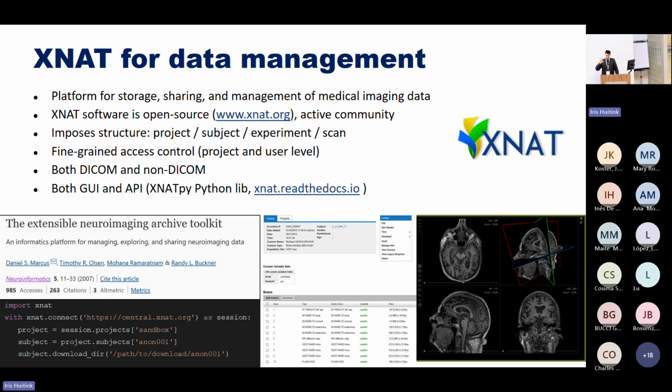Also, we can control the access for each project, with read-write access for different projects. It's mainly built around the DICOM standard for medical imaging, of course, but it's flexible, so it also supports non-DICOM data. So we can easily include derived data that's not yet in DICOM format. That makes it quite friendly for researchers. And last, it has a website, but also an API. In our group, we developed the main Python client for talking to XNAT in a programmatic way.